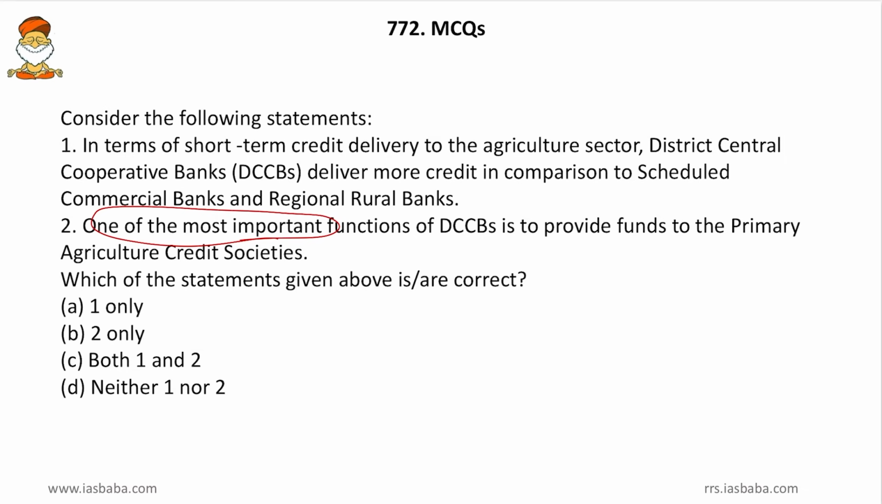Now coming to statement 1, friends, the scheduled commercial banks form the largest chunk in the Indian banking system. Even in the priority sector lending, scheduled commercial banks occupy 75%. Yes friends, it is difficult for the regional rural banks or the DCCBs or the cooperative banks to defeat the scheduled commercial banks because they have huge percolation rates and their branches are very much in number. So friends, in that context, the DCC banks cannot deliver more credit than the scheduled commercial banks.